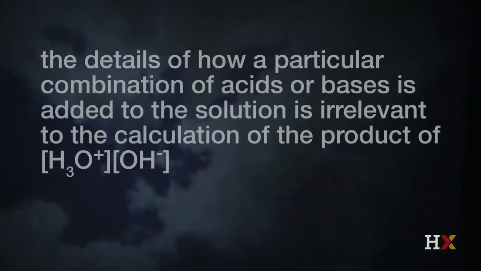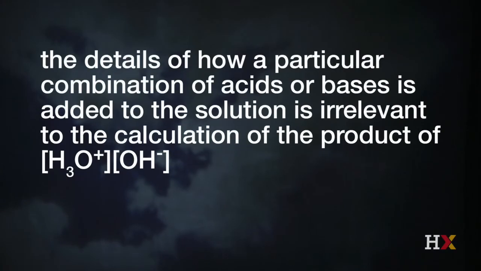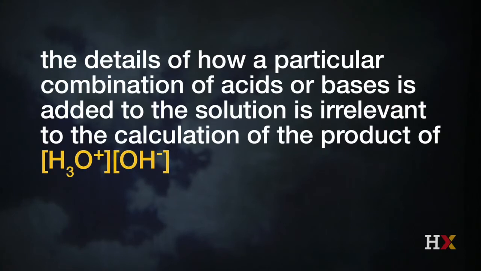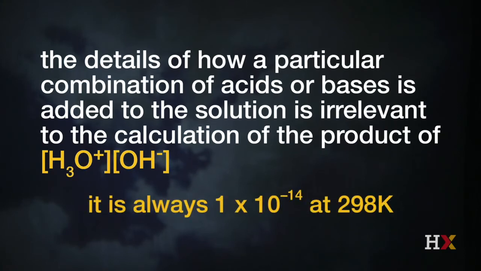But here's the crucial point. The details of how a particular combination of acids or bases is added to a solution is irrelevant. I state that again, irrelevant to the calculation of the product of H3O+ and OH-, because the release of free energy in that reaction overwhelms any other process, and it dominates, it dictates the fact that the product of H3O+ and OH- is always 1 times 10 to the minus 14 at 298 Kelvin.